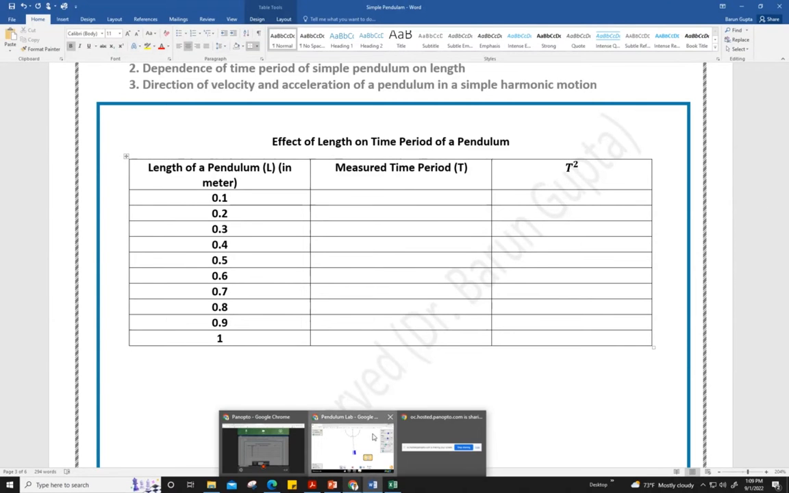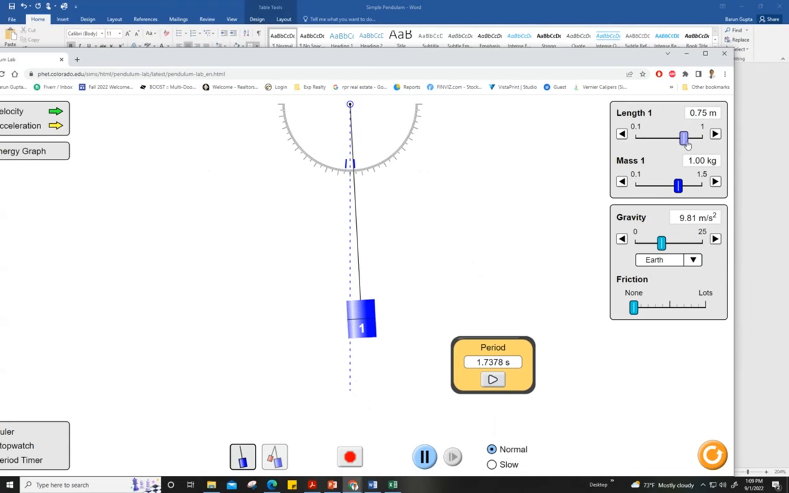So what you have to do is start with 0.1 and then hit this period button, and it measures the time period. Again, this time period is for one complete oscillation.